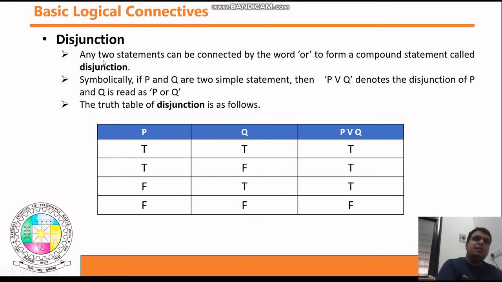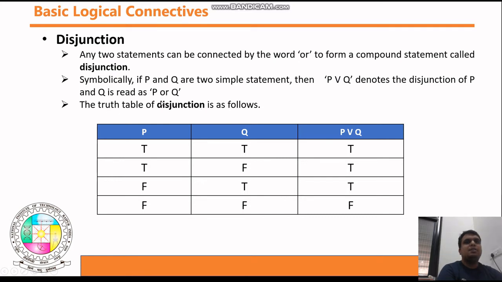Next is disjunction, guys. Any two statements can be connected by the word "or" to form a compound statement called a disjunction. Symbolically, if P and Q are two simple statements, then P ∨ Q, where this is the symbol of "or", denotes the disjunction of P and Q and is read as "P or Q". So this is how you can read the statement P or Q.